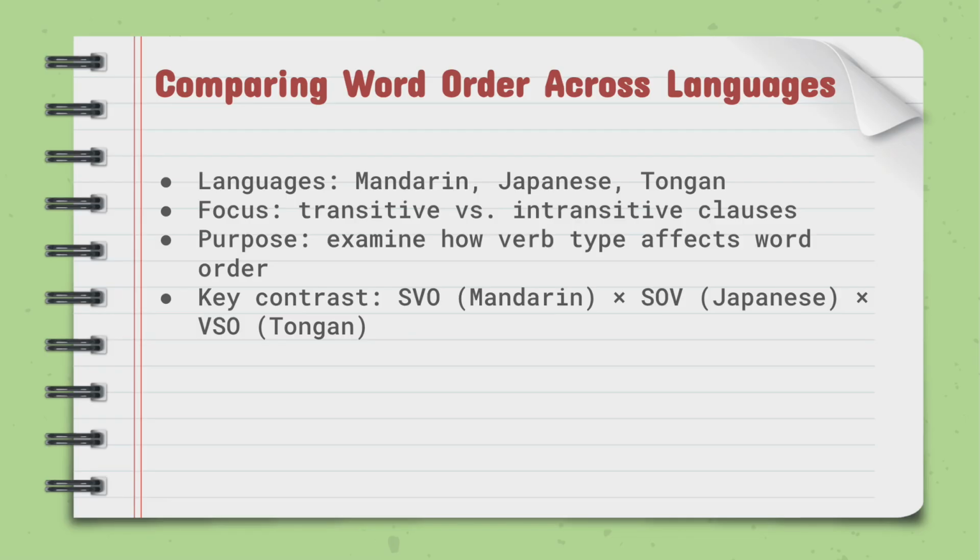Our project focuses on how different languages arrange subjects, verbs, and objects, especially when using transitive and intransitive verbs. These two clause types let us clearly observe how each language positions its main elements. The three languages we chose represent three major word orders. Mandarin is SVO, Japanese is SOV, and Tongan is VSO. By comparing them, we can see how languages with different structures handle the same kinds of sentences.